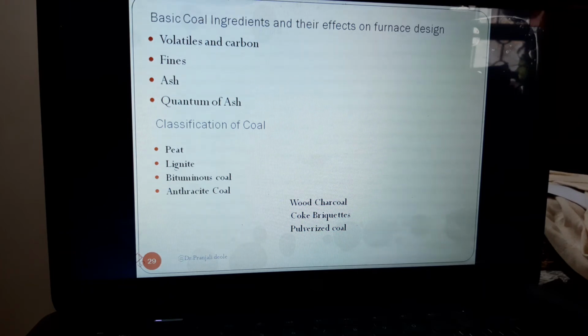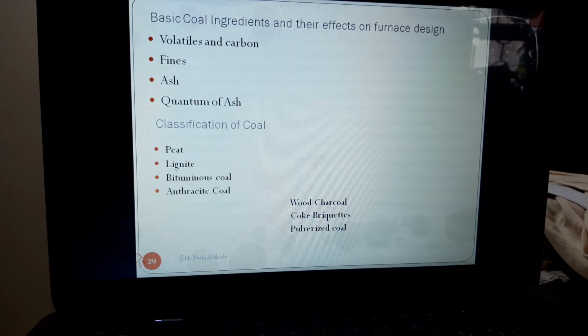Now let us talk about the classification of the coal. As we have discussed, coal is the most important solid fuel and its main constituent is carbon. The coal passes through different stages during its formation from vegetation, and these stages we are now going to discuss. So this coal can be classified as peat, lignite, bituminous coal, anthracite. Then there are some more classifications of the coal, that is wood charcoal, coke and briquettes and pulverized coal. So let's talk about the peat.